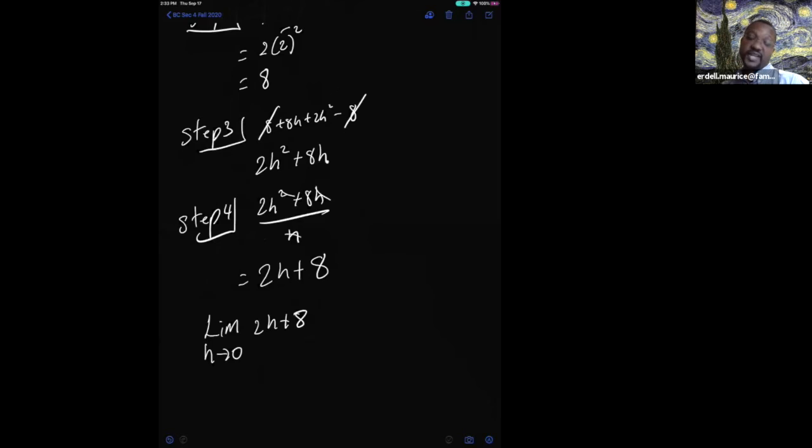So therefore, I have to finish off the problem. I have to take the limit as h goes to 0. And so yes, you were thinking about the right answer, even though you didn't say it. The direct substitution, 2 times 0 plus 8, simplifies to 8 feet per second. And so this vehicle was traveling at 8 feet per second at time t equals 2.